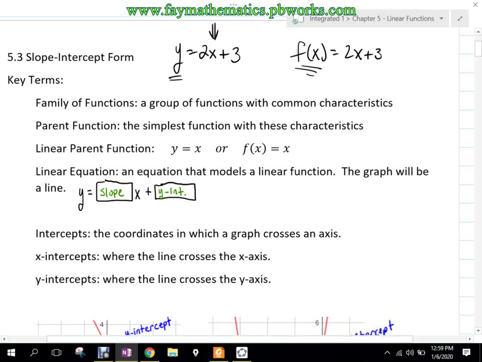Something also to make note of is that the exponent of x right there is an understood 1, meaning we don't usually write it, but if we did write it, we would put a 1 there. Every single equation that generates a line, the x is going to have an exponent of 1, and that's going to be the largest exponent in the entire equation. Okay?